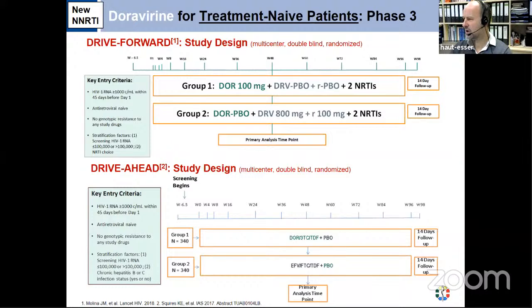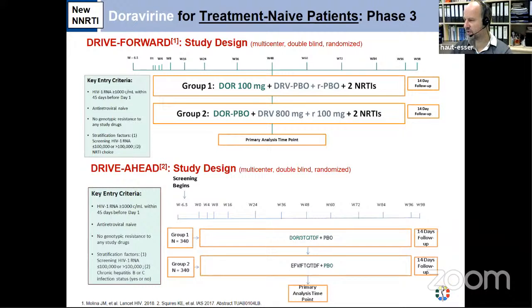The DRIVE-FORWARD study compares Doravirine, it's a prospective double-blind randomized trial, and they start with Doravirine 100 milligram versus placebo with 2 NRTIs. The NRTIs are of choice of the expert, the physician. Doravirine is compared with darunavir 800 milligram boosted by 100 milligram ritonavir, and also 2 NRTIs of choice of the physician. The patient should have a viral load over 1,000 copies per milliliter. No genotypic resistance to any study drug was allowed, and it was stratified by high viral load, lower 100,000 copies versus more than 100,000 copies.